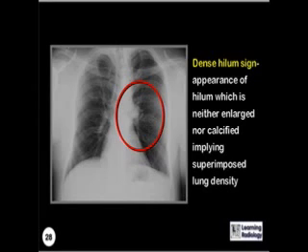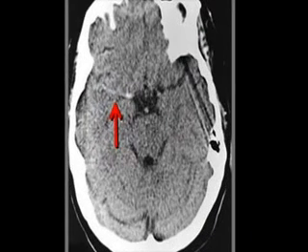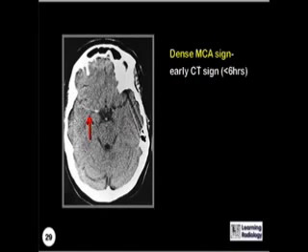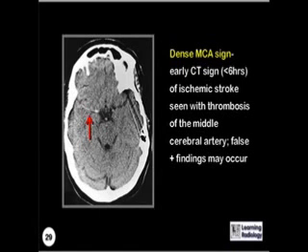What is the name of this sign? This is the dense middle cerebral artery sign, which is a relatively early CT sign, less than 6 hours, of an ischemic stroke seen with thrombosis of the middle cerebral artery. False positive findings may occur.